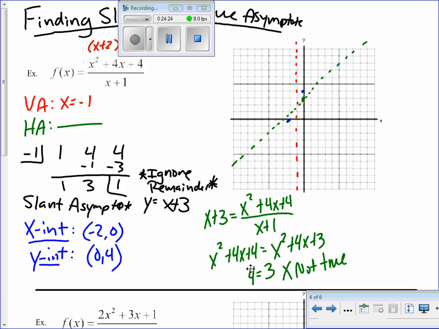Phew, lucky for us. Okay, so let's just finish this up. Here's one piece of the graph, plus the asymptotes, and here's another piece of the graph, plus the asymptotes. Looks pretty cool. Not too bad.